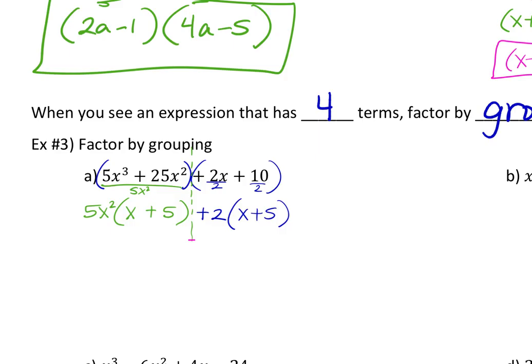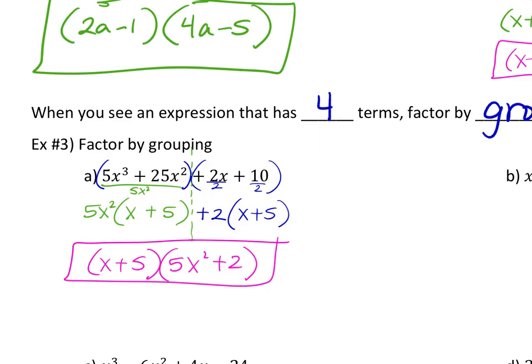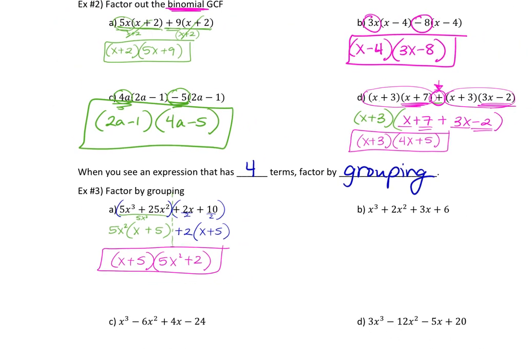So if this is my setup and I want to factor out the binomial, what's the binomial that I have that I can factor out? X plus 5. Okay, so I'm going to factor out an x plus 5. And I'm going to have what left? 5x squared plus 2. And that, my friends, is your factored form. Yay. So fun. This is so easy.